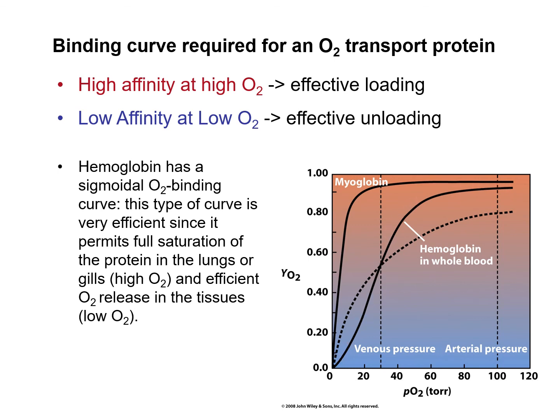And hemoglobin has basically this kind of S shape, the sigmoidal O2 binding curve. And this type of curve is very efficient since it permits the full saturation of the protein, hemoglobin, in the lungs or the gills where it has high oxygen, but just subtle changes in the free oxygen concentrations can result in dramatic changes in the saturation of the hemoglobin. Now it moves to the tissues and the cells. Now it can effectively release the O2 because of these low O2 values.